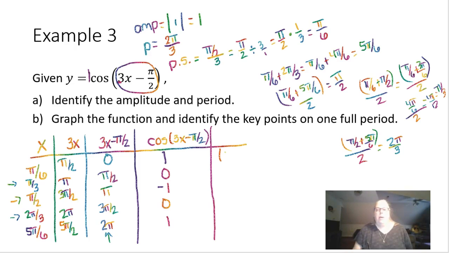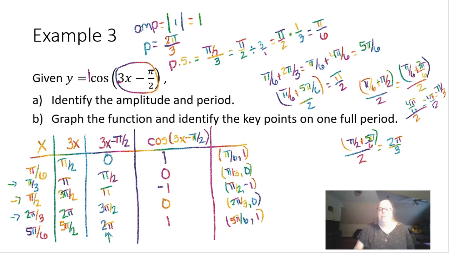And the points I'm going to graph will be pi over 6, positive 1, pi over 3, 0, pi over 2, negative 1, 2 pi over 3, 0, and 5 pi over 6, 1. All right, let's go over to the graph paper.